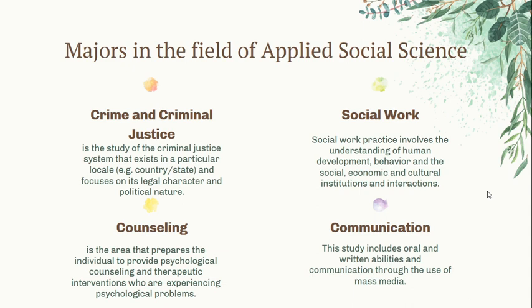So, number 1, we have the crime and criminal justice. So, for the crime and criminal justice, ulitin ko lang sa mga gusto mag-lawyer dyan. So, dito rin mag-fall si political science. So, it is the study of the criminal justice system that exists in a particular locale, for example the country or state, and focuses on its legal character and political nature.